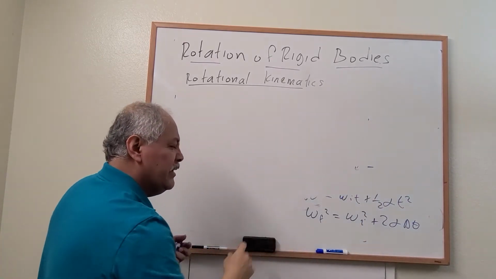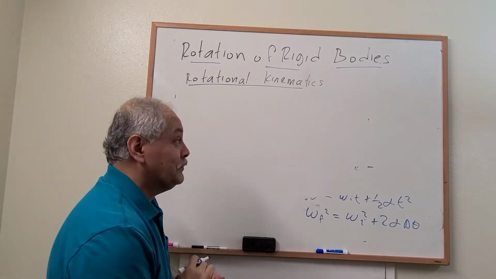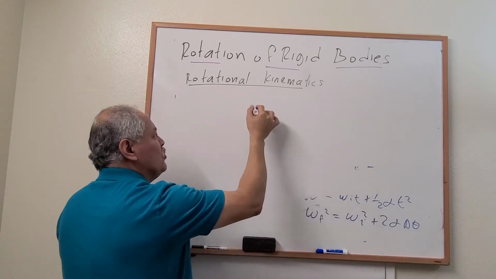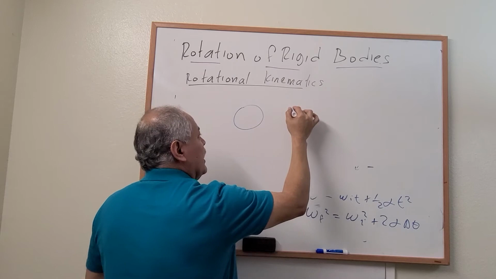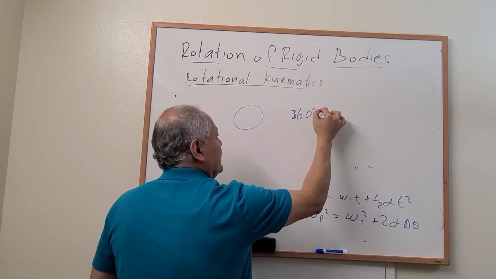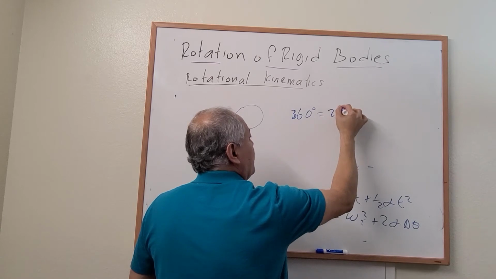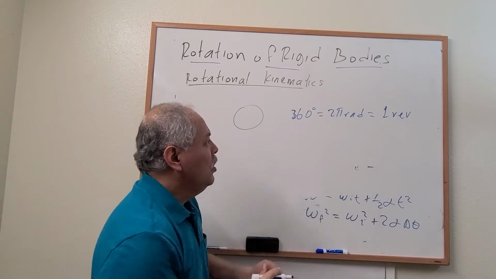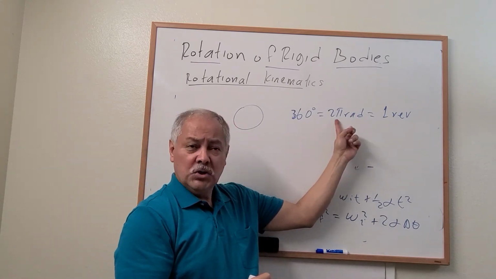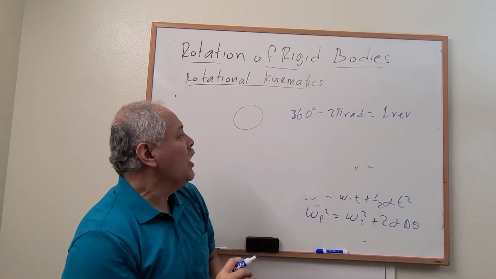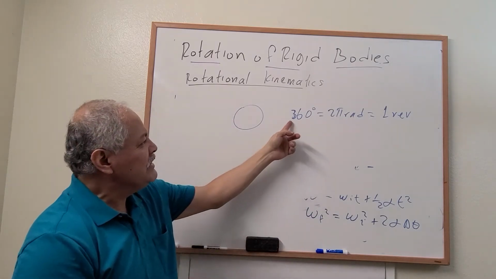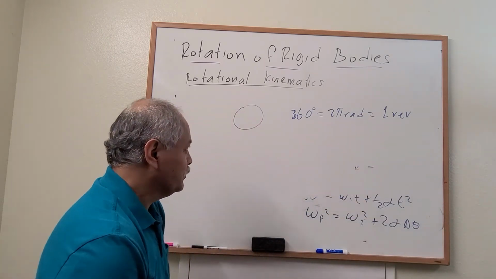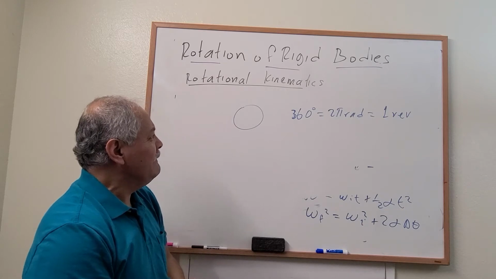But before that, remember we said that we have this type of units for one revolution, right? For one revolution, we can call this 360 degrees, or we can call this 2 pi radians. So 1 revolution is equal to 2 pi radians, or equal to 360 degrees. We can use this as the units for rotational motion. But let's see what happens.